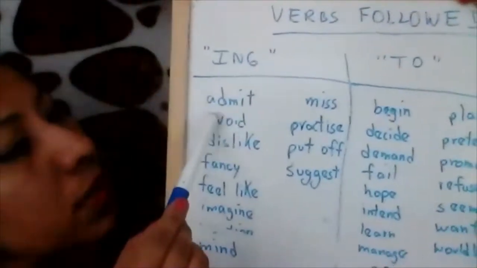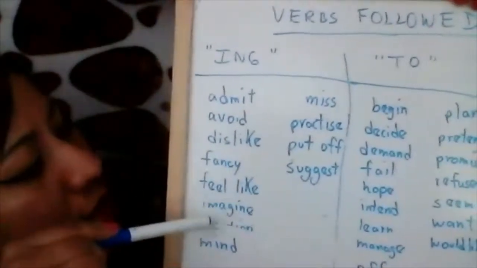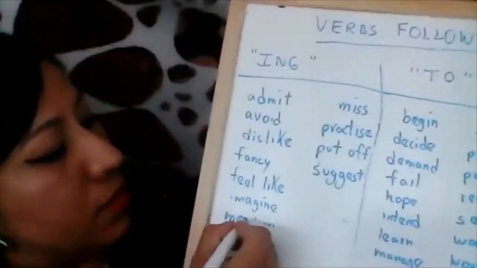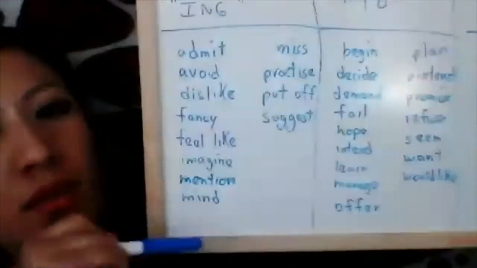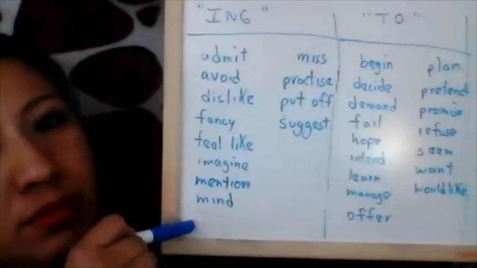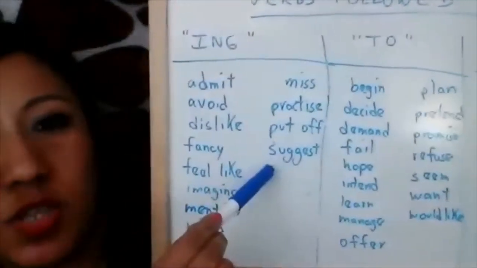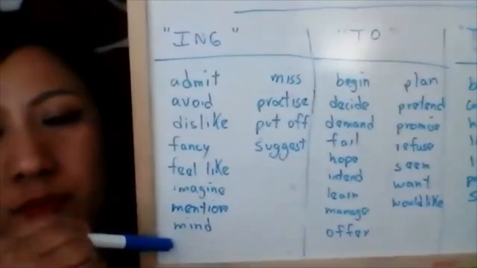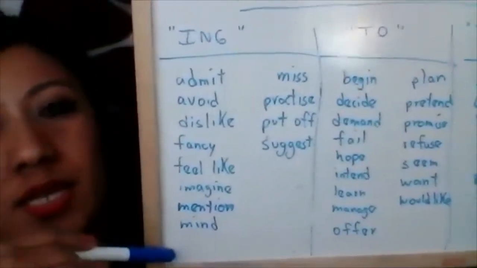For example, admit, avoid, dislike, fancy, feel like, imagine. We have mention. I will write again here because it erased. Mention, and we have mind, miss, practice, put off, and suggest. Okay, these verbs that follow by ing, you have to memorize. Okay, you have to keep in your mind.